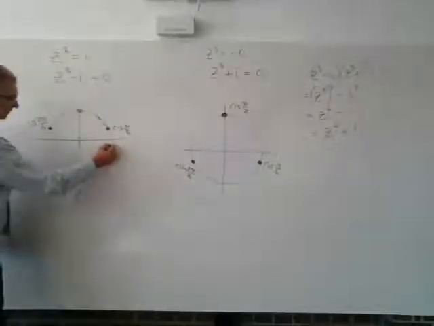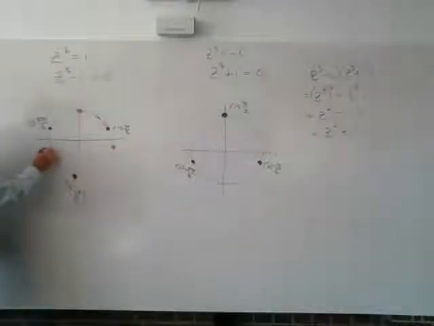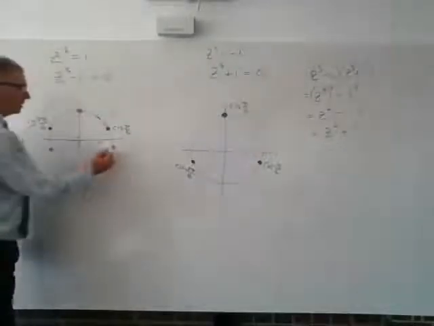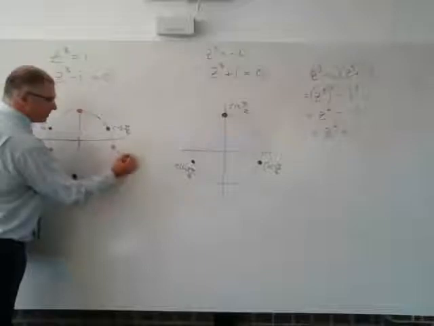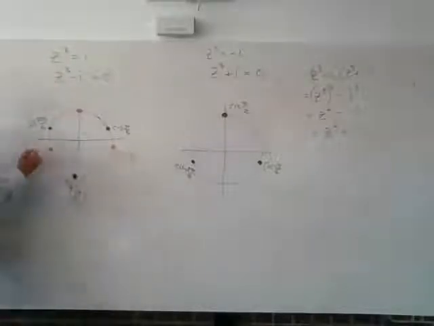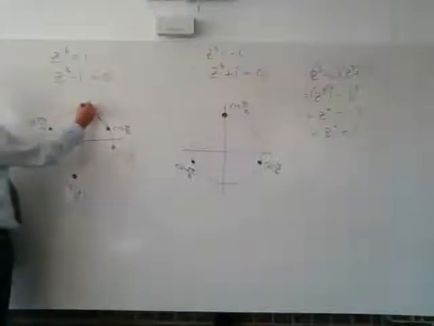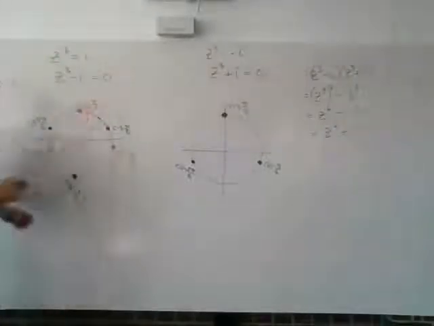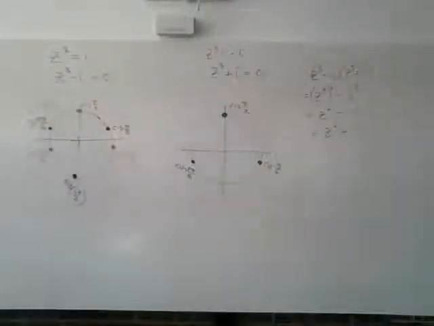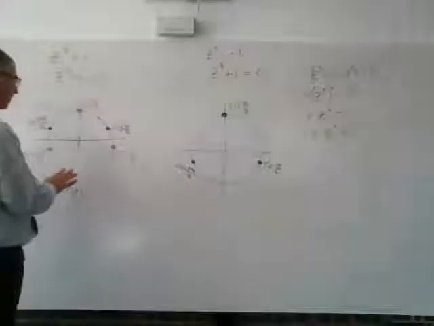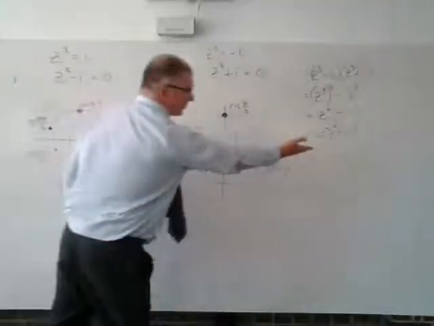so just bringing the solutions across, we've got cis of minus pi on 6, we've got cis of minus 5 pi on 6, and we've got cis of pi on 2. If we put those two together, we're going to end up with z to the 6 plus 1.